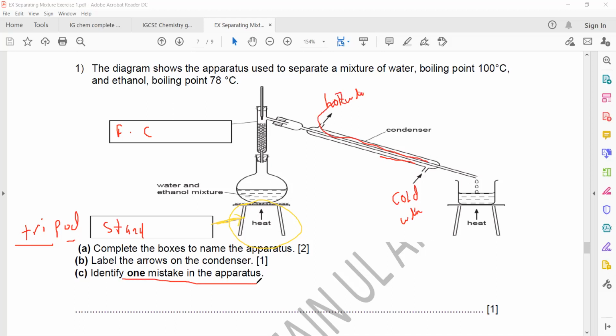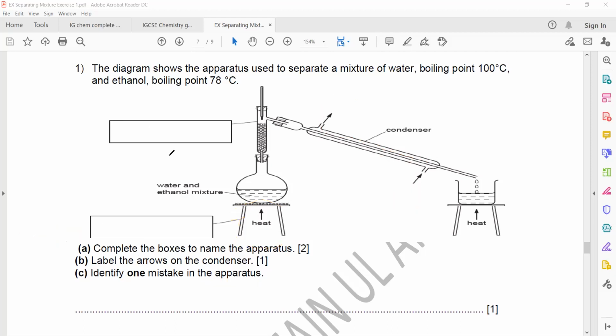Identify one mistake in the apparatus. Can you identify a mistake? Any mistake you see in this apparatus? We are also providing heat to the collecting beaker. Yes, that's a mistake that we should not do. Good.